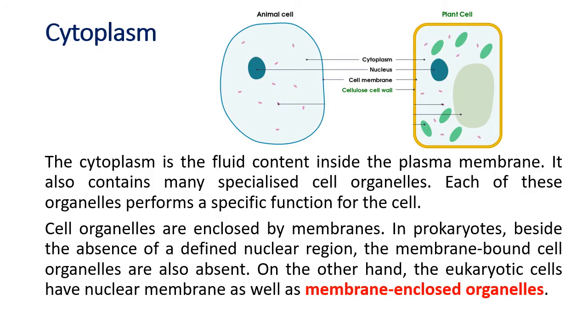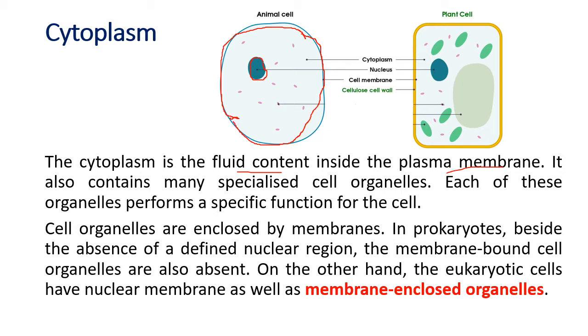So here we have finished two parts, the outer covering called the plasma membrane and the inner genetic material called the nucleus. Now, you can see I've shown the diagram again. This is the nucleus and this is the plasma membrane. Between the nucleus and the plasma membrane, there is a jelly-like substance called the cytoplasm. The cytoplasm is the fluid content inside the plasma membrane.